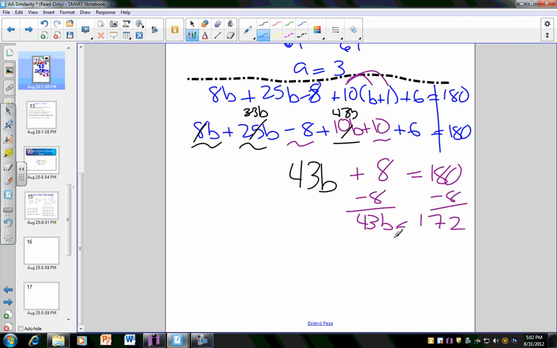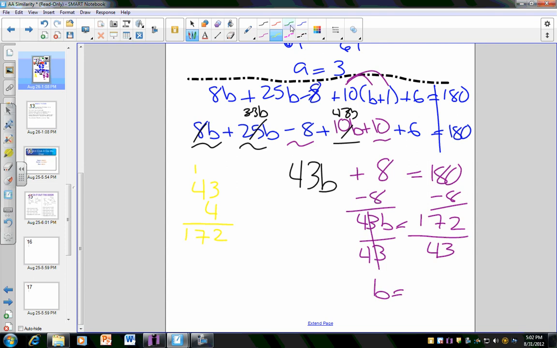Now I got to divide both sides by 43. 43 divided by 43 is 1, so I get B equals. Now, I don't know what this is off the top of my head, but I know that 3 times 4 is 12, which ends with a 2. So that 172 also ends with a 2. So I'm going to try 4 as my first guess. Let me just try 43 times 4. 3 times 4 was 12. Carry the 1. 4 times 4 is 16. Carry plus 1 is 172.